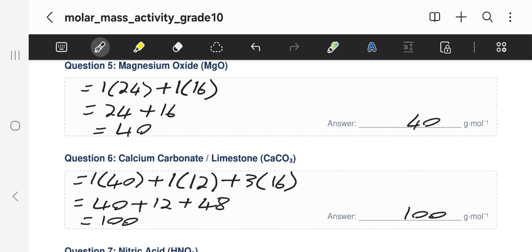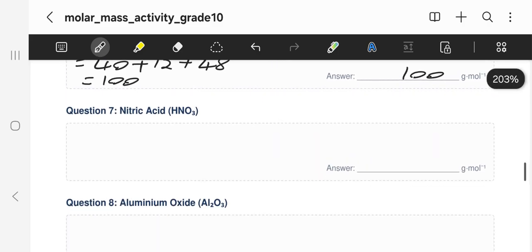I hope, guys, it's making sense so far. We now move on to another example, finding the molecular mass of nitric acid. How do we do this?